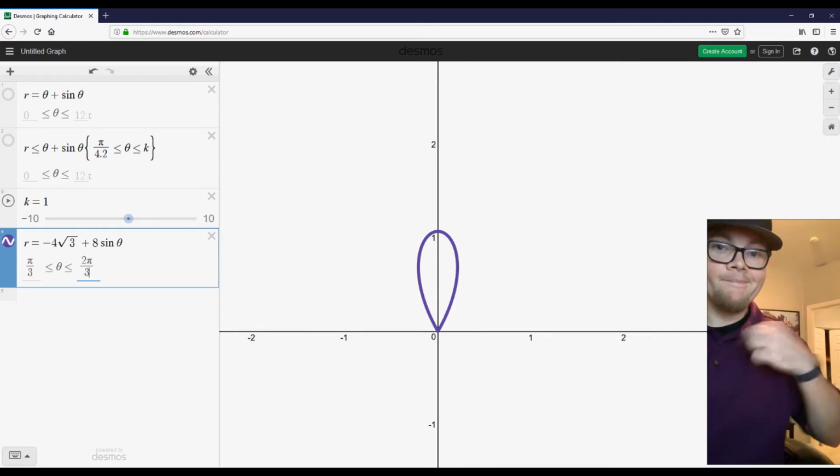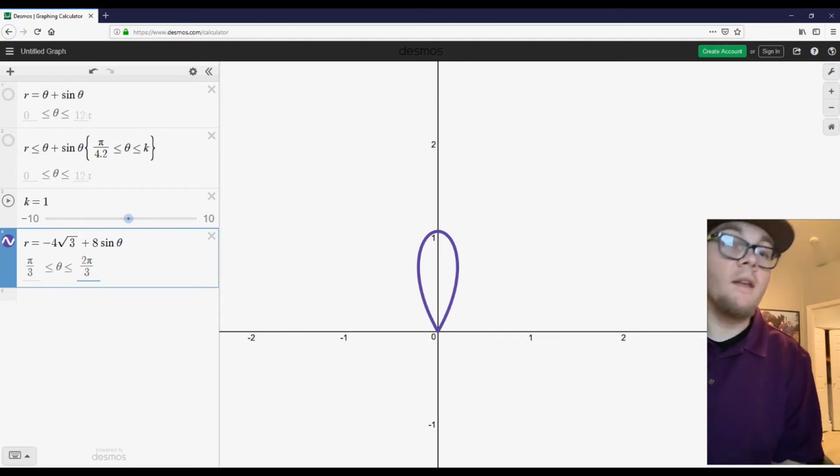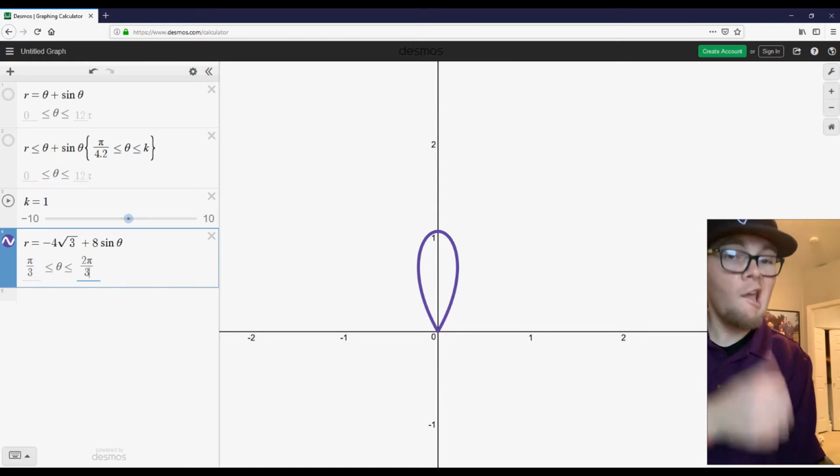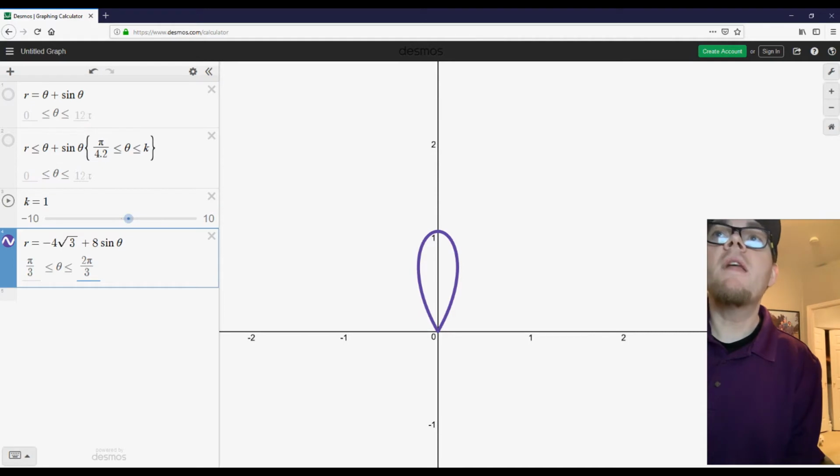I'm not wearing a suit, so that didn't do anything. I think that that's a good sign. Looks like we found the correct region, which again, you could do on your graphing calculator and just check to see and confirm, like, yeah, I did it. Good job, me. So that was our first step.